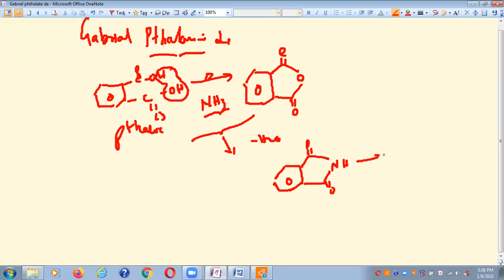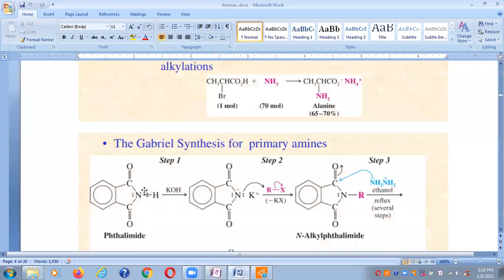When this phthalimide is further treated with base, the base will take up this hydrogen, and thereby we get potassium phthalimide, with N minus and K plus. This is our starting material in this synthesis. So this is phthalimide, treated with potassium hydroxide, and we get potassium phthalimide.